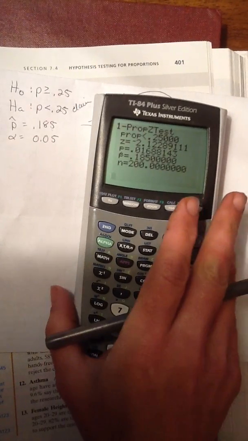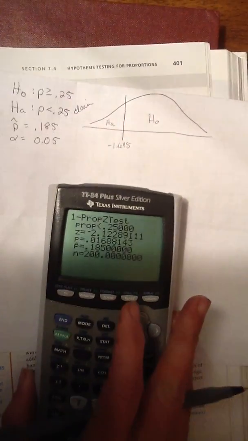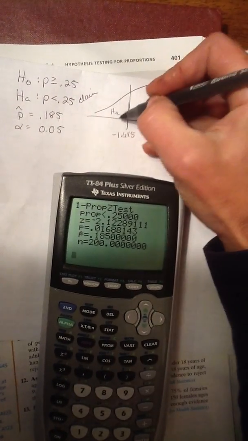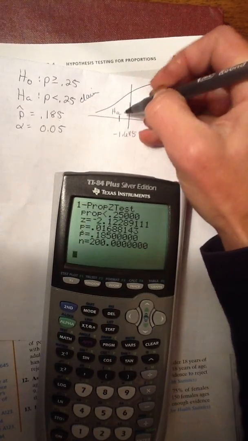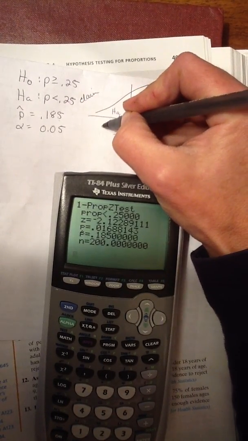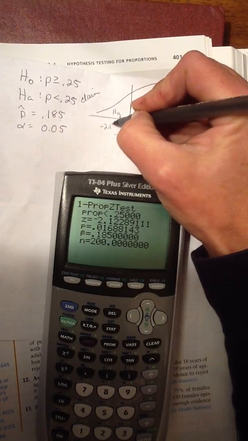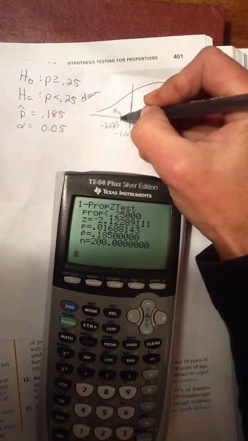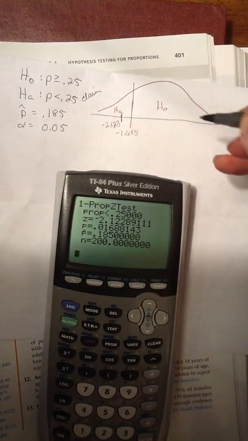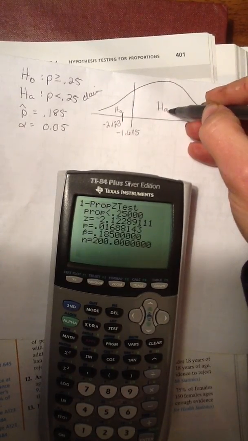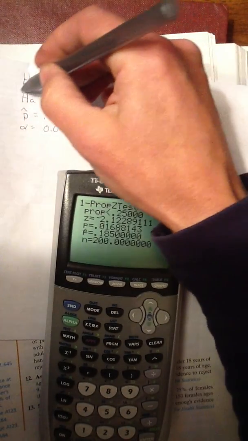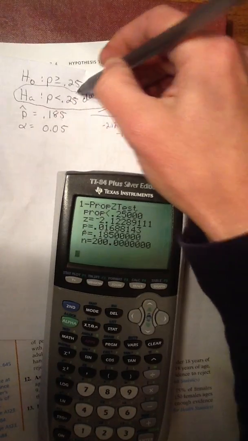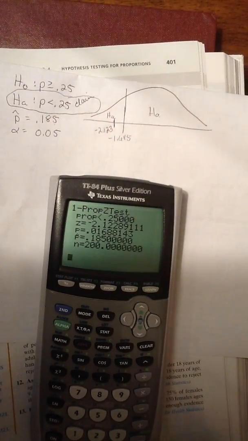Notice I have a z-score of negative 2.123. That will put it down here in the rejection zone. So if I'm here, that means I'm rejecting the null. And so I am actually going to be supporting their claim.